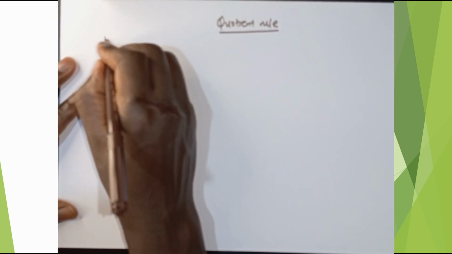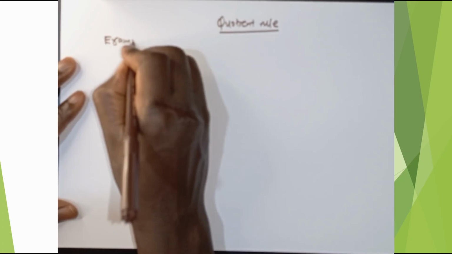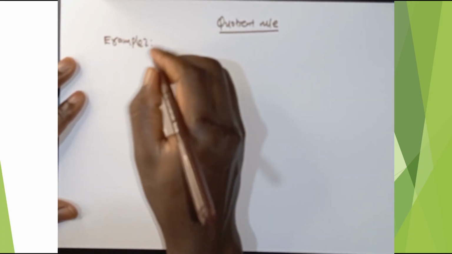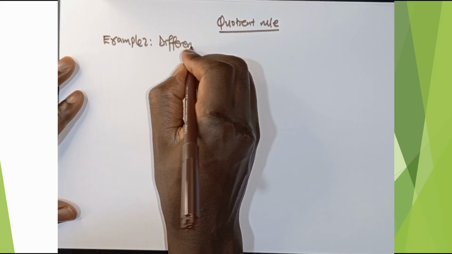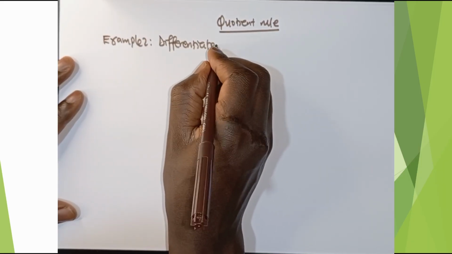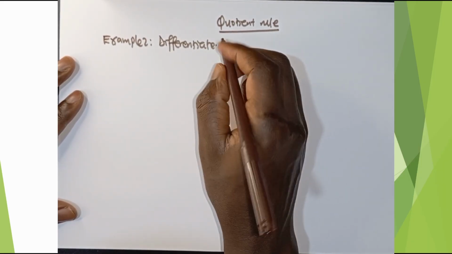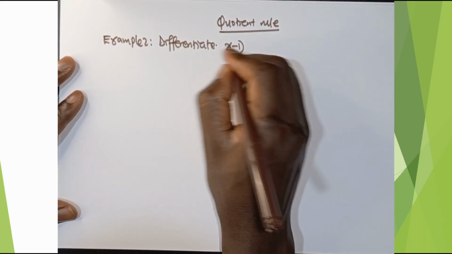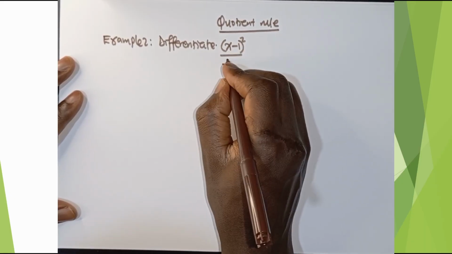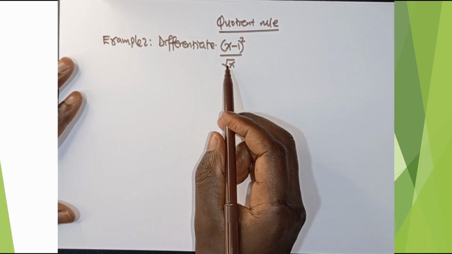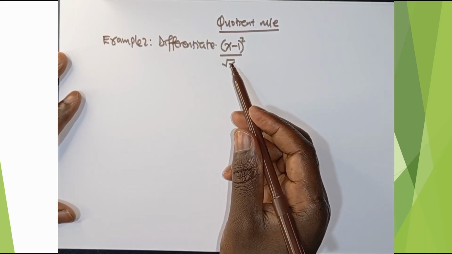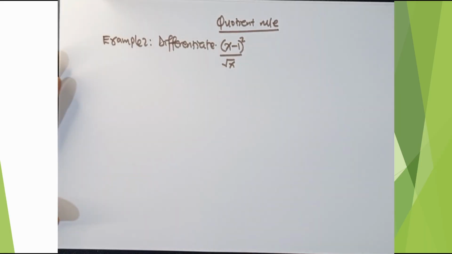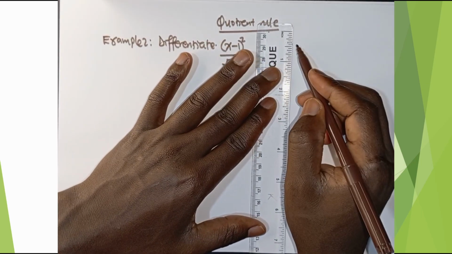So our next example, example 2: differentiate... what are we differentiating? x minus 1 squared out of square root of x. The power has changed. This is what I was saying. So the power is now a fraction power. So let us look at this.